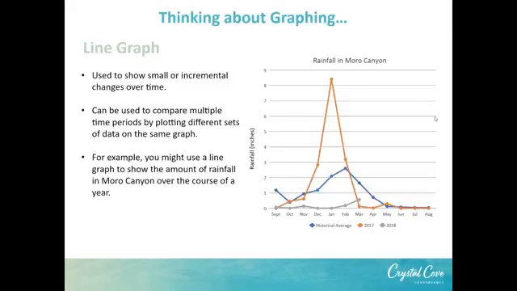So for the first graph, we're going to talk about a line graph. A line graph is used to show small or incremental changes over time, and they can be used to compare multiple time periods by plotting different sets of data on the same graph.